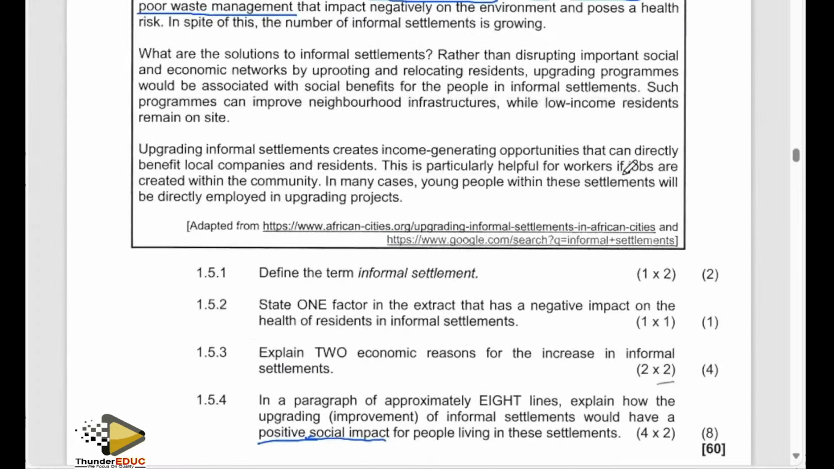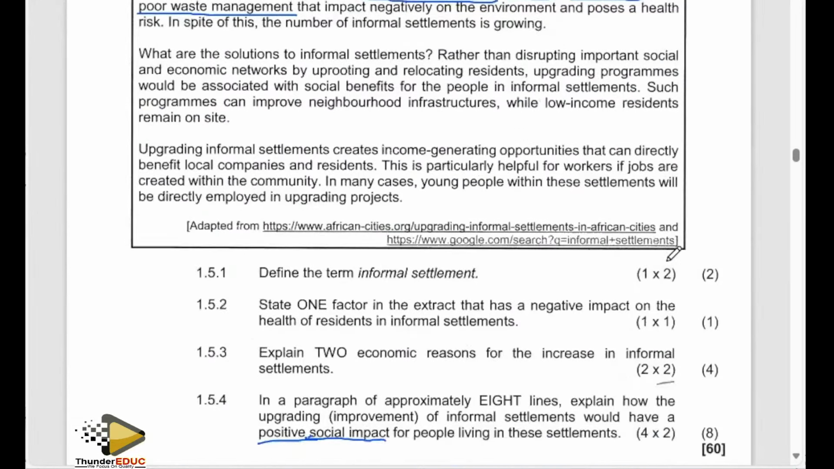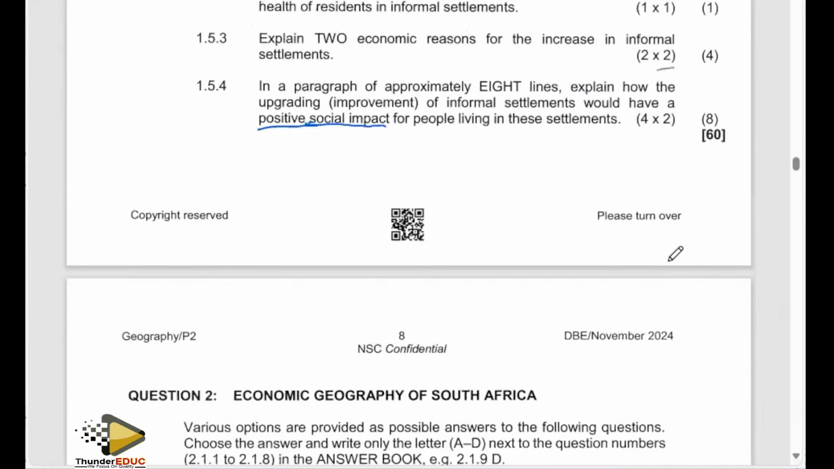Here we are also specific. We are not just looking at general impacts, but our focus is on social impacts and positive. If the informal settlement is upgraded, how is that going to impact on the society positively? We are transiting from this situation to this situation. Right, there are so many responses that you can figure out, but we are going to just focus on some of the possible ones.